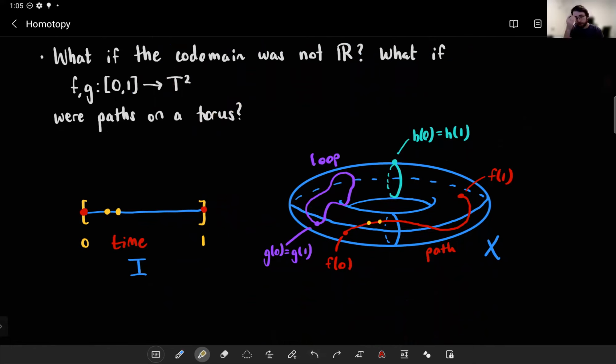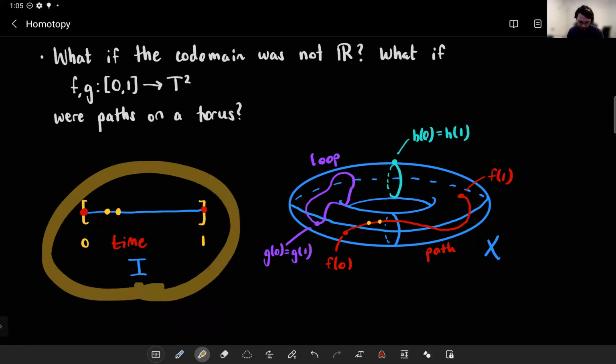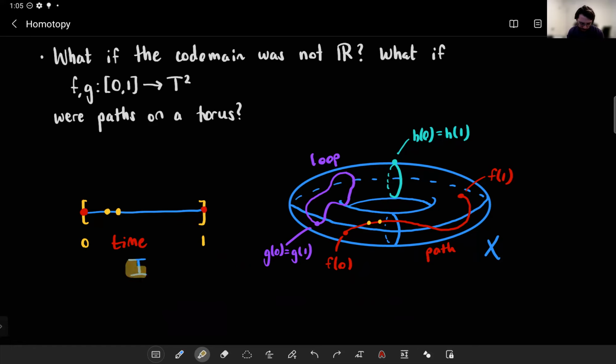So if F and G were paths on a torus, and so I have, again, a drawing I just reproduced from one of the previous videos. Do you think it would be possible to deform F into G or vice versa? And here I've reproduced, okay, we are still thinking about I as the interval from 0 to 1, and that's representing time. And so you could imagine, okay, I have this path, and I have this other path.